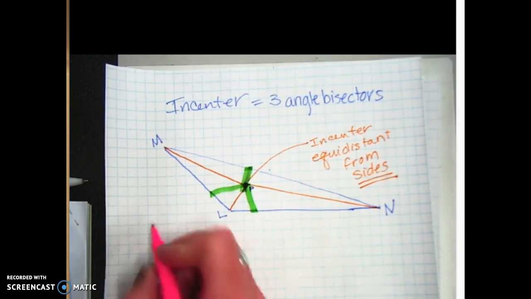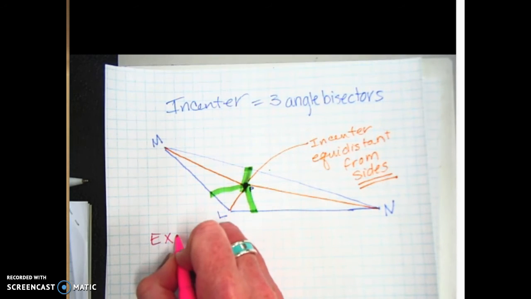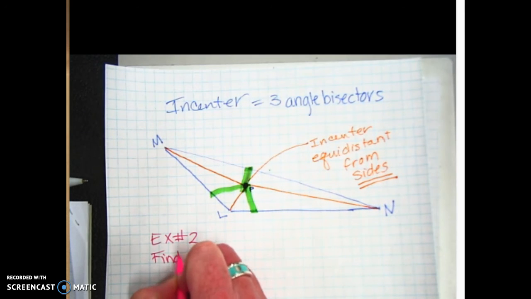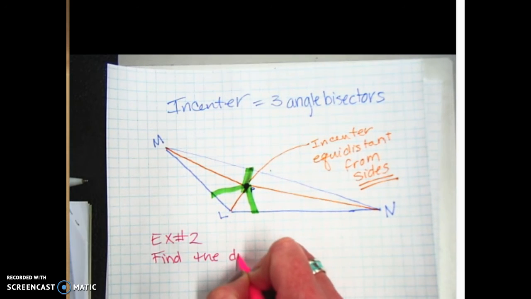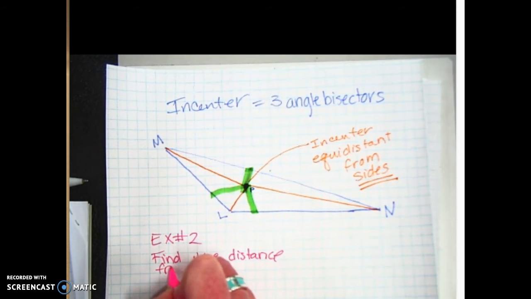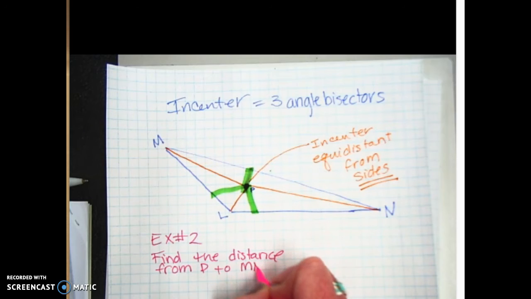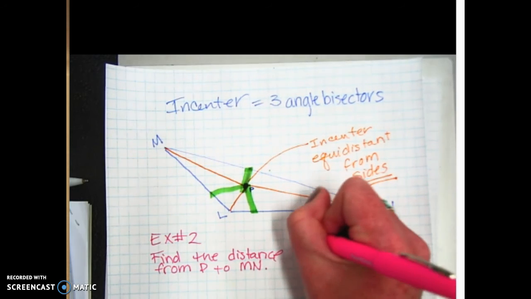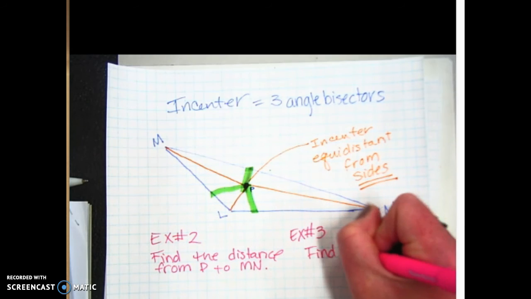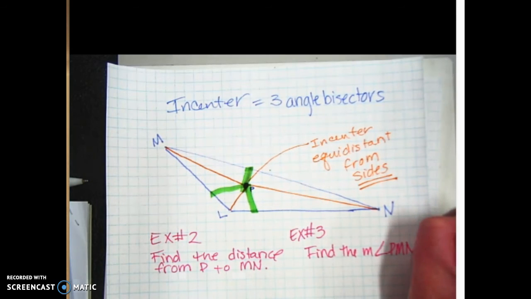We're going to do 2 examples. And we're just going to put some measurements on this triangle in just a second. So example number 2, we're going to find the distance from P to MN. And example number 3, we're going to find the measure of angle PMN.